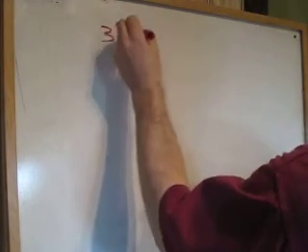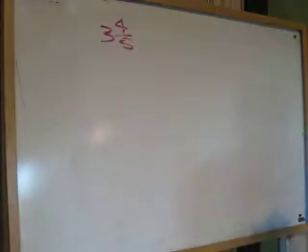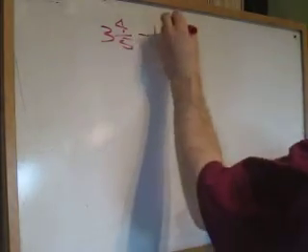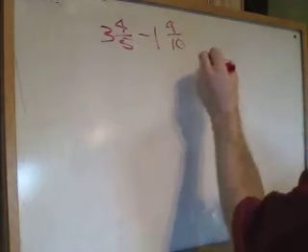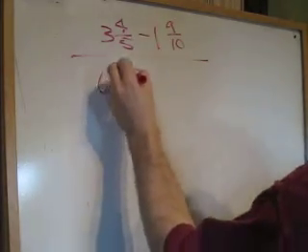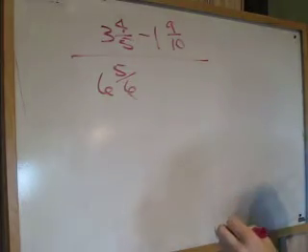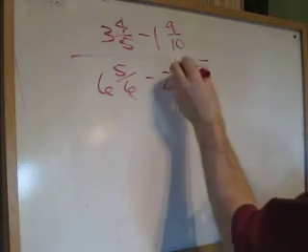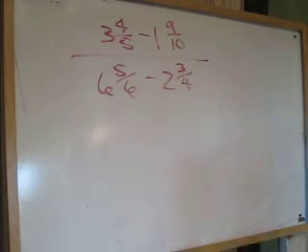All right, let's try one more. Let's look at one like, well, let's do 52. That one looks like a pretty scraggly one. 3 and 4/5 minus 1 and 9/10, and we're going to put that all over 6 and 5/6 minus 2 and 3/4.